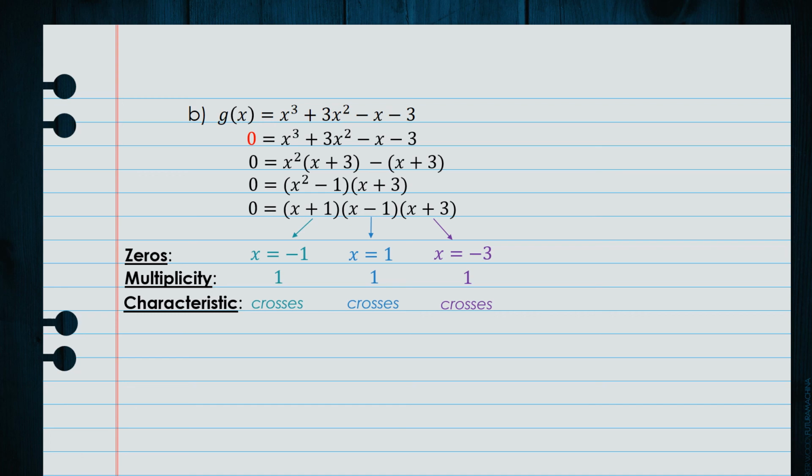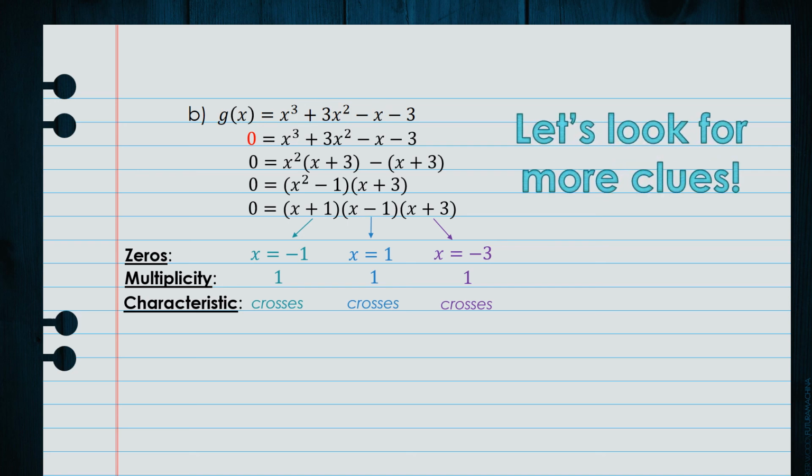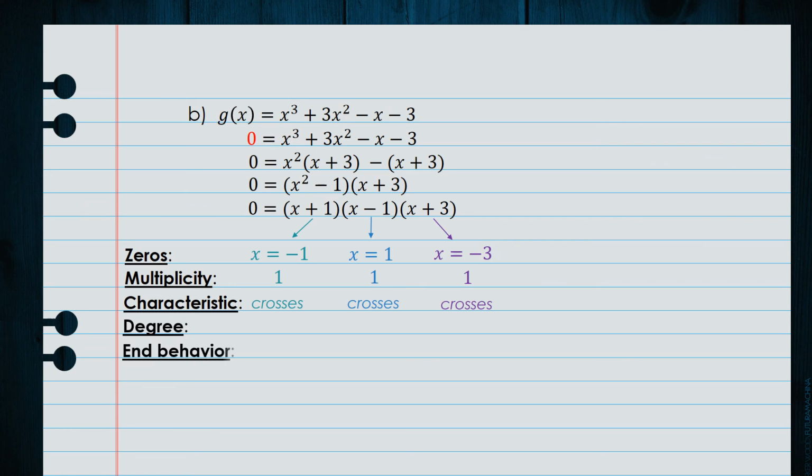So we have completed this problem, but I want us to look a little deeper. Let's look for some more clues, some more things that we've learned and bring them back. So the other characteristics we're going to look at are the degree, the end behavior, and the y-intercept. So let's look at the degree. The degree simply means the highest exponent. If you look back at the original problem, the highest exponent was a 3.